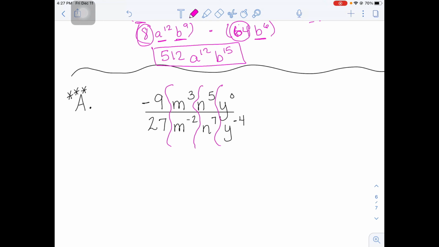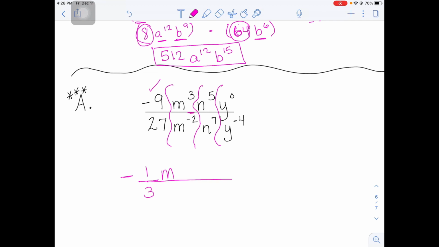So now we're going to look at just our numbers. So a negative 9 divided by a 27 gives us a negative, and we know that we can simplify that to 1/3. So that takes care of our numbers. Now we have an M base. And when we're simplifying, we're going to put him upstairs first. He may end up going downstairs because he may end up negative, but we're going to start with him upstairs.